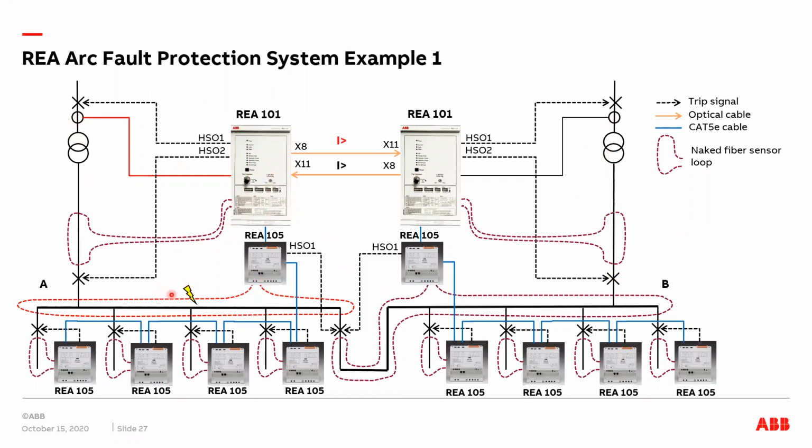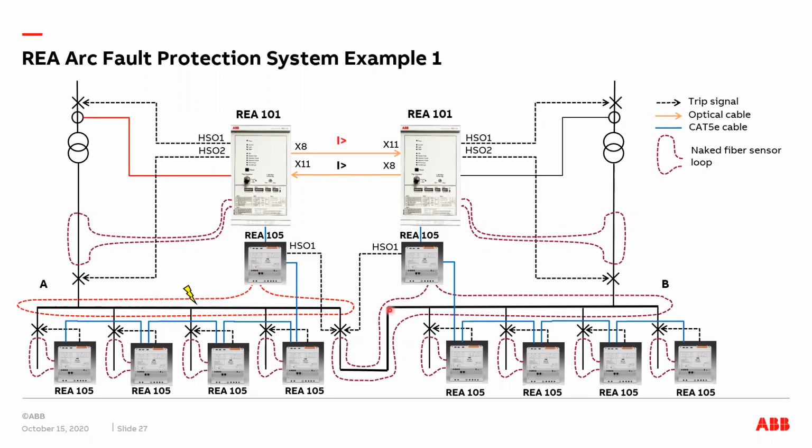So for a fault occurring here on this busbar section A side, how can it trip if it also needs overcurrent? So this relay detects the overcurrent and sends it to this relay on the left side, and then it can trip. Then we have also REA 105 extension units, and those are used here to measure the busbar section arc faults and lights occurring there.